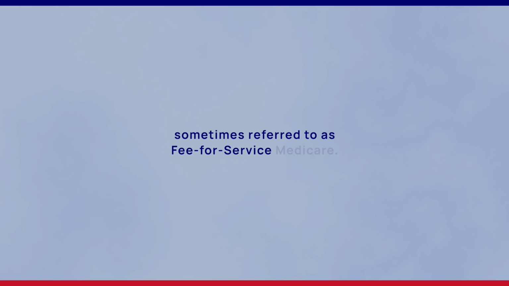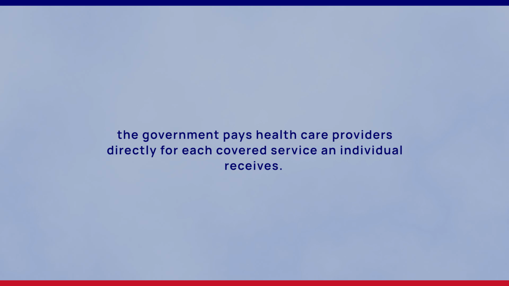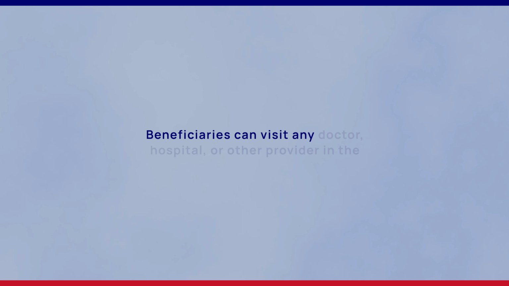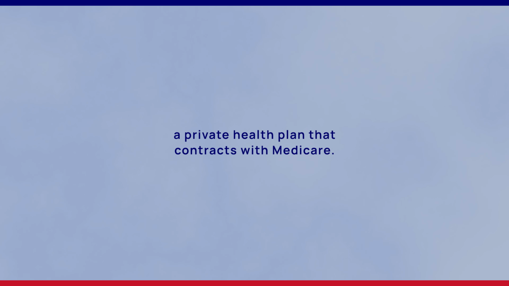The first is directly through the federal government under what is known as Original Medicare, sometimes referred to as fee-for-service Medicare. Under this model, the government pays health care providers directly for each covered service an individual receives. Beneficiaries can visit any doctor, hospital, or other provider in the United States that accepts Medicare, and no referrals are required.